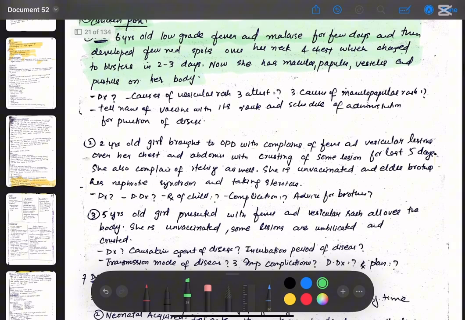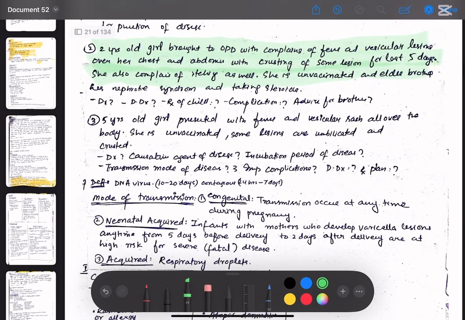Another scenario is a 2-year-old girl brought to OPD with complaints of fever and vesicular lesions over her chest and abdomen, with crusting of some lesions for the last 5 days. She also complains of itching, and she is not vaccinated. She has nephrotic syndrome and is taking steroids. Another scenario is a 5-year-old girl presenting with fever and vesicular rash all over the body; she is not vaccinated, and some lesions are umbilicated and crusted.